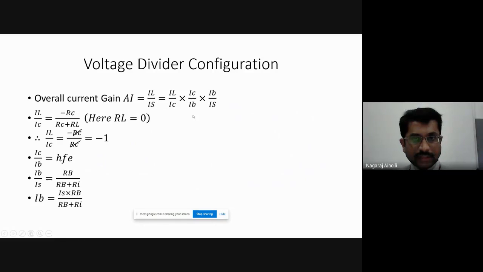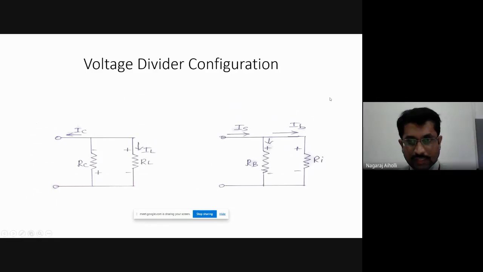Then IC by IB. This is nothing but beta. IC is equal to beta into IB, or HFE into IB. Beta is nothing but HFE. So IC by IB is equal to HFE. Then the last one, IB by IS. If you want to find IB by IS, then we have to consider this portion, IB and IS. Here again we have to apply the KVL equation. So if we apply KVL to this, then we will get, what is the current flowing through RB?